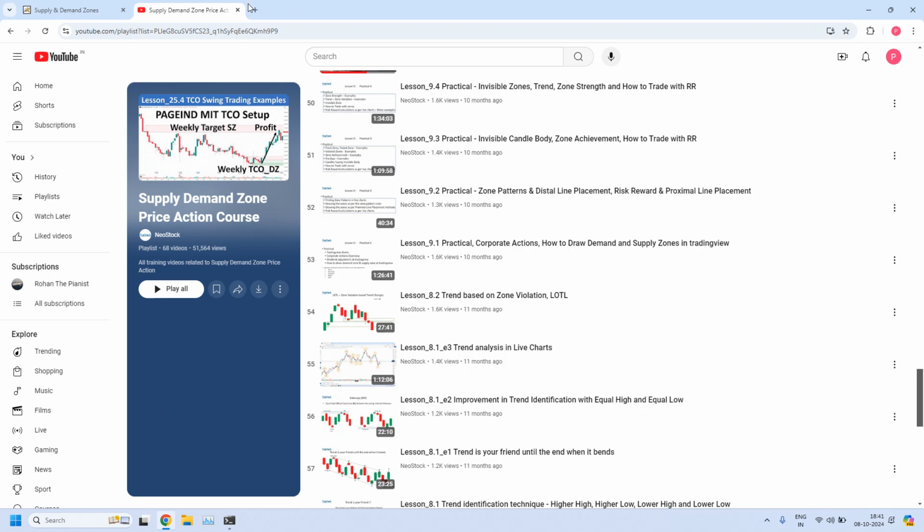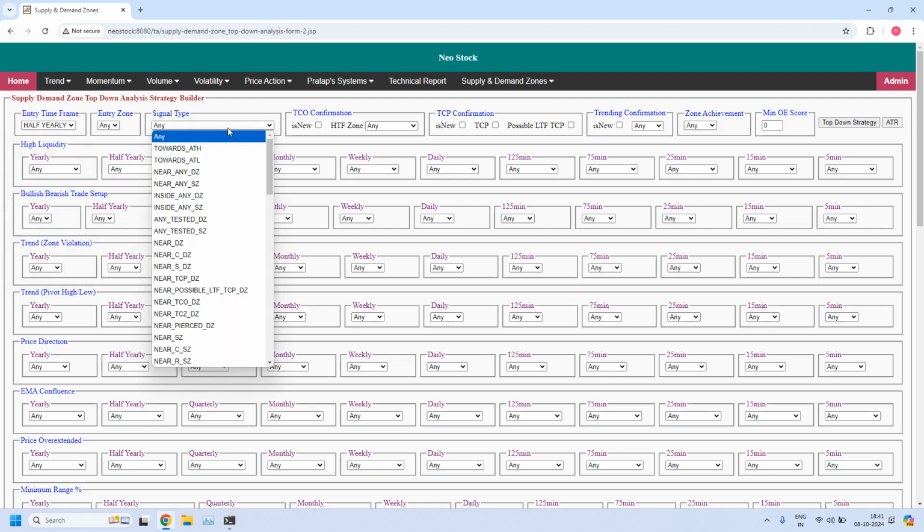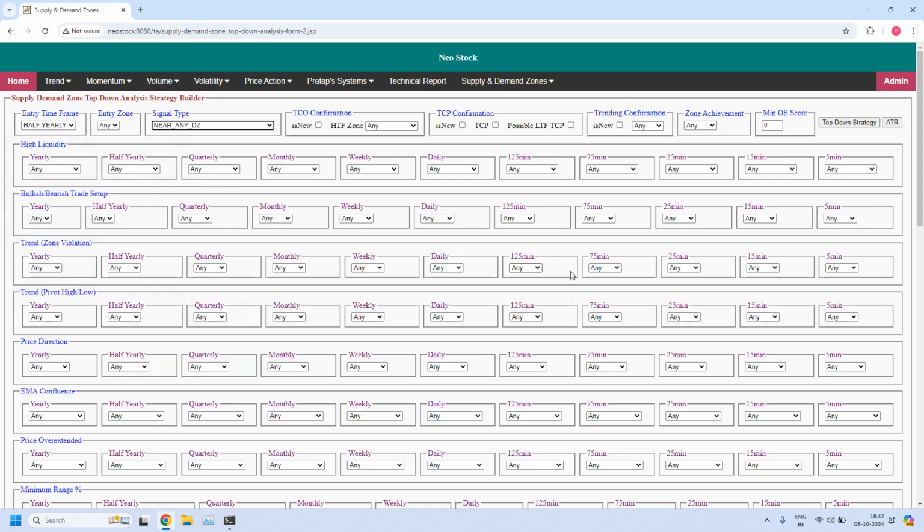Now let's get into the report generation. So first report, let us find the stocks near demand and supply zones for different time frames. We will also identify daily and 75 minutes high liquidity zones. Let's start with the half yearly time frame. Let us find the stocks near half yearly demand zone.